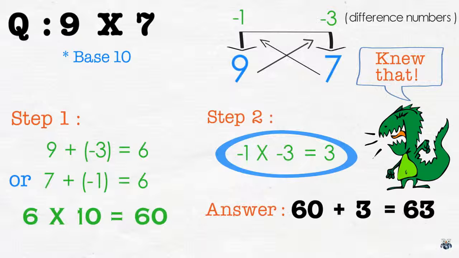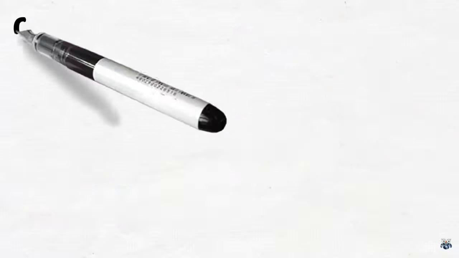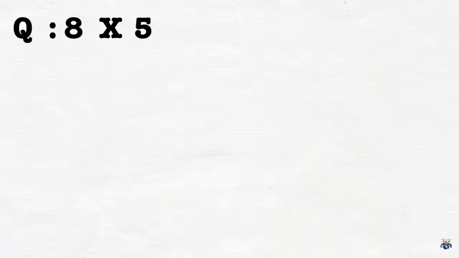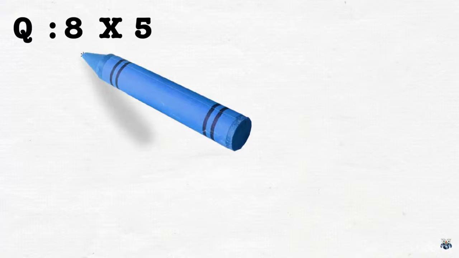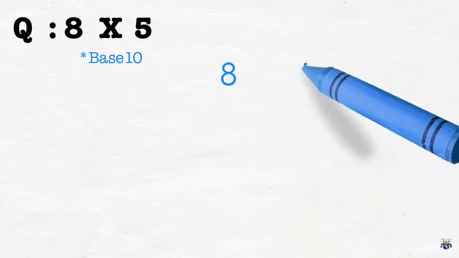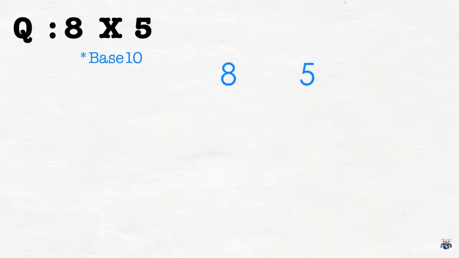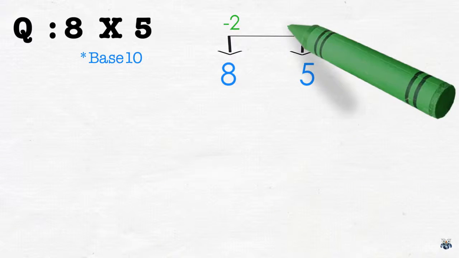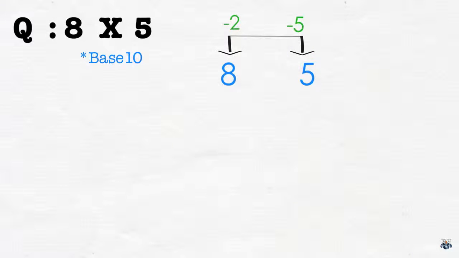Let's try one more example to reinforce the concept. What is 8 times 5? Both numbers are close to 10, so we could use the base 10 method to solve this problem. We write down both numbers as before. We then see how bigger or smaller each number is from our base. 8 is 2 less than 10 and 5 is 5 less. We write down these difference numbers.